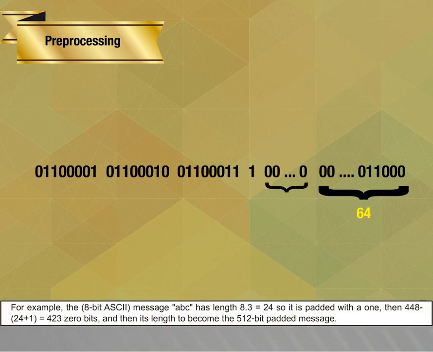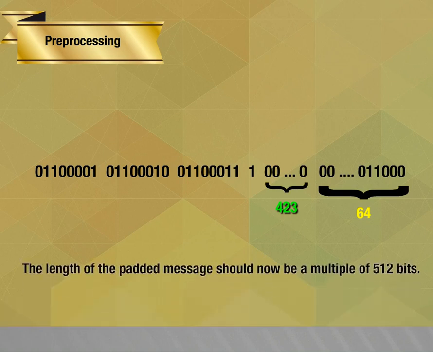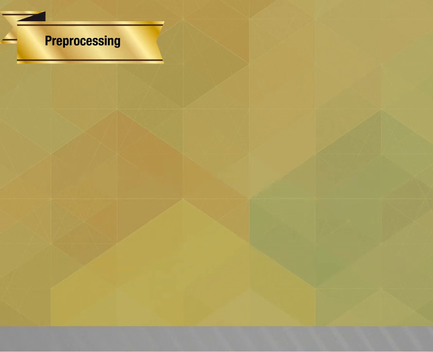For example, the 8-bit ASCII message ABC has length 8 times 3, which is equal to 24, so it is padded with a 1, then 448 minus (24 plus 1), which is equal to 423, 0 bits, and then its length to become the 512-bit padded message. The length of the padded message should now be a multiple of 512 bits.